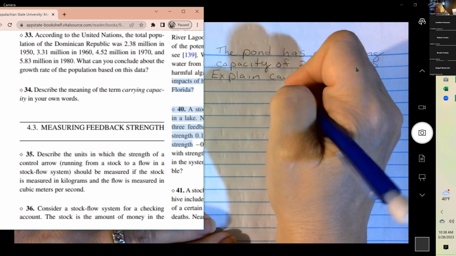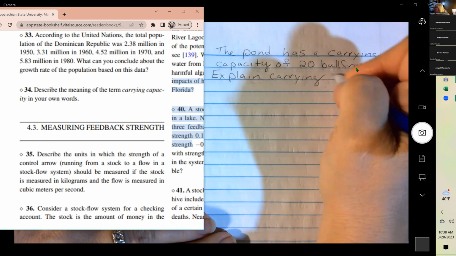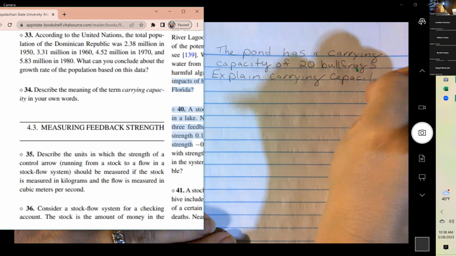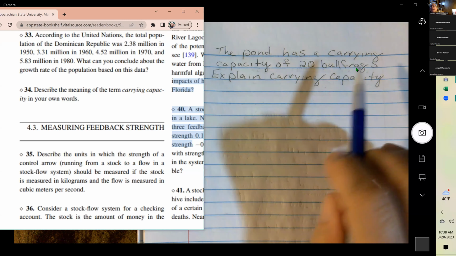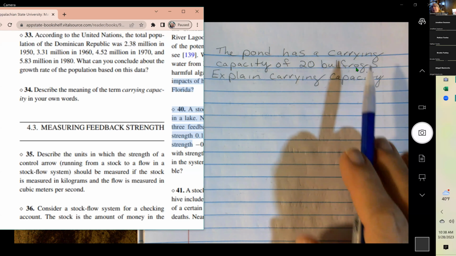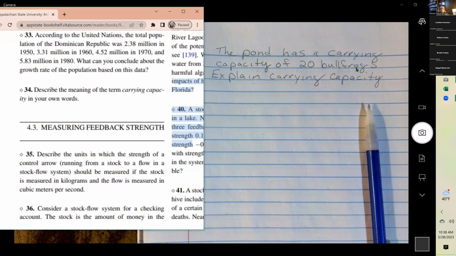It means like how much the pond, like how many or how much resources it has to be able to sustain, like it has enough resources to be able to, I guess, sustain 20 bullfrogs. Yes, exactly. So if it has a carrying capacity of 20 bullfrogs, that means 20 bullfrogs will use up enough of the pond, but it will keep growing back. It can sustain 20 of them.